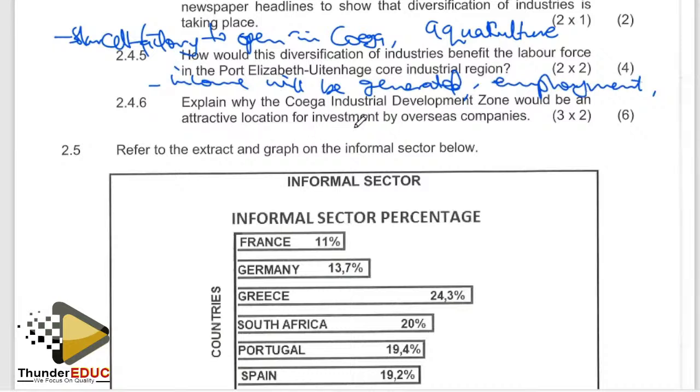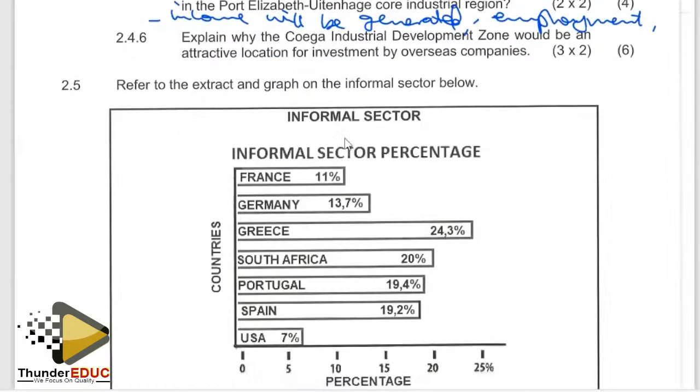Okay, explain why the Quaker Industrial Development Zone would be an attractive location for the increased overseas company. Number 1, it will be because of its prospects of power. That is enough power. We can see where they say there's enough power generation in this area. For example, a new 1,000 MW gas power plant for Quaker. So that means there is power, there's enough electricity, prospects of electricity.